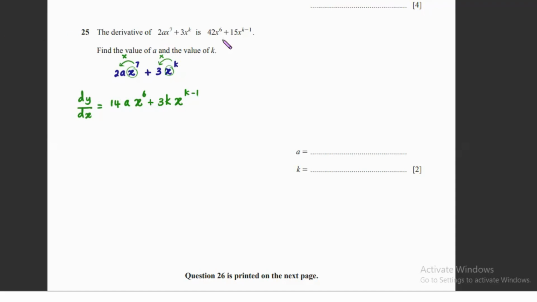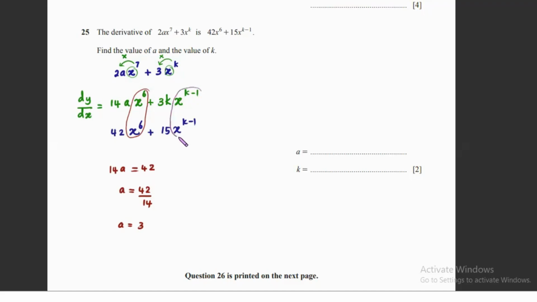But the actual derivative is given to us as 42x to the power 6 plus 15x to the power k minus 1. This is how it's given. So we clearly know that they have x to the power 6 here. That means this 14a and 42 are equal to each other. So if 14a is equal to 42, I can find the value of a as 42 divided by 14, which gives us a 3.